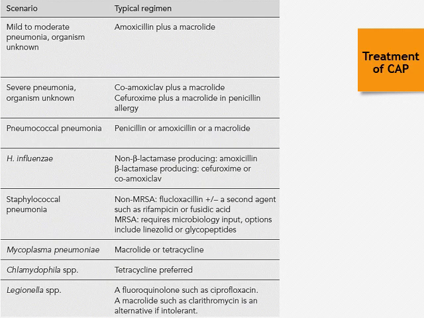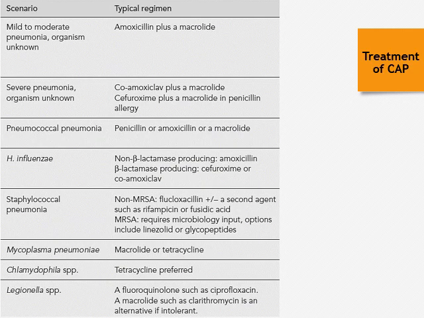In this table, there are different scenarios mentioned, and based on these different scenarios, different drugs will be prescribed to the patient. As the first scenario says, if the patient is having mild to moderate pneumonia and the organism is not known, in this situation we will have to prescribe the patient amoxicillin plus a macrolide, that may include erythromycin or clarithromycin.